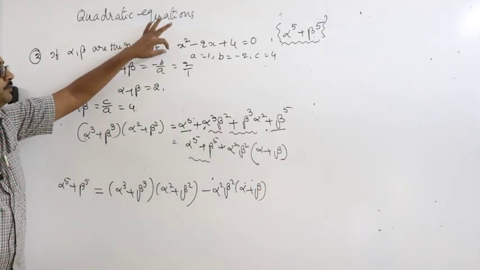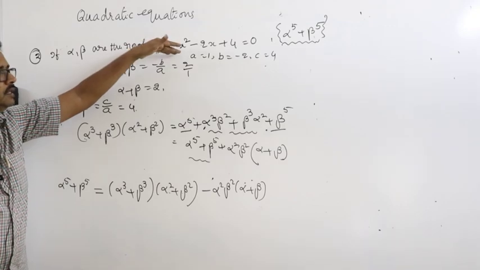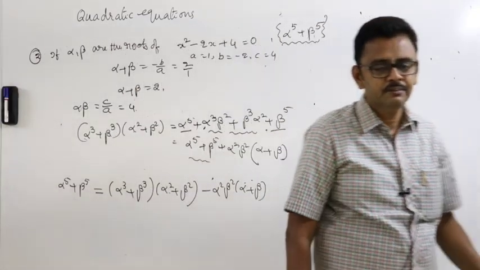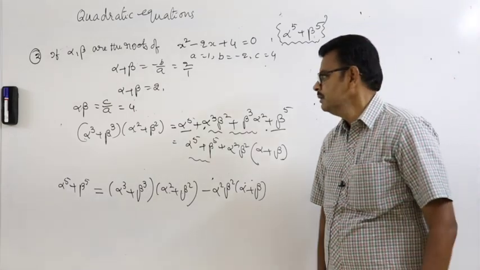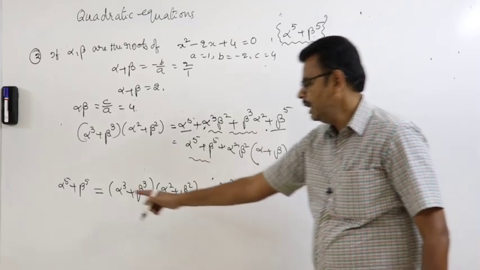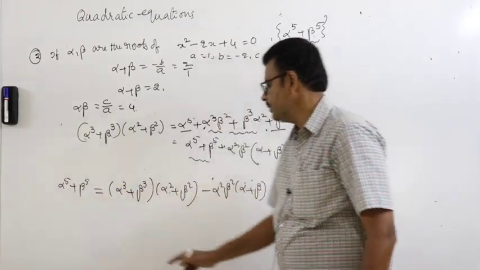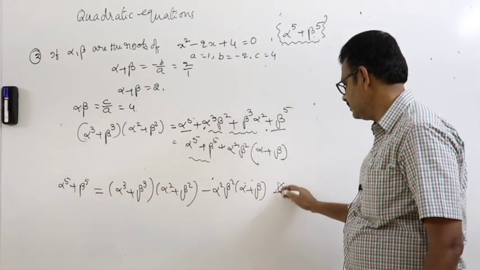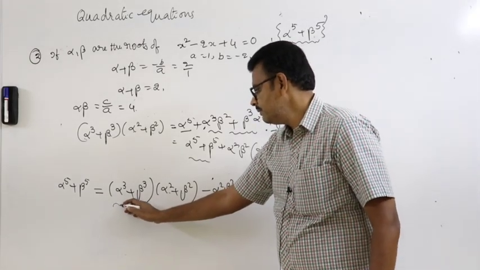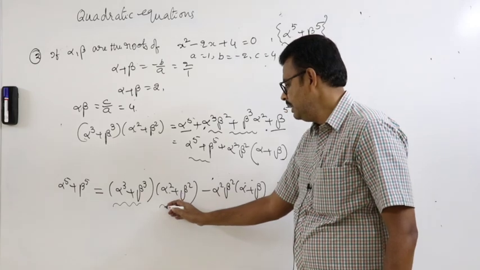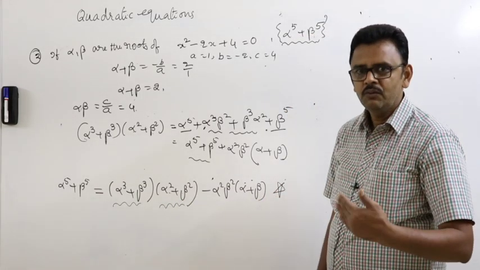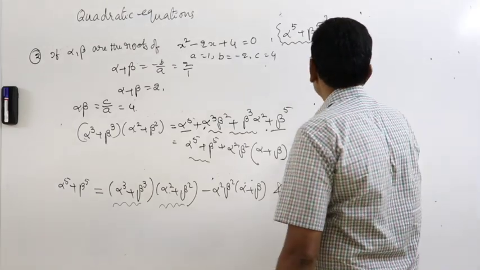This question was given in previous years, in MSET. So observe this one, alpha power 5 plus beta power 5 is equal to this. Our aim is, first of all, to find alpha cube plus beta cube and alpha square plus beta square. I can find them one by one.